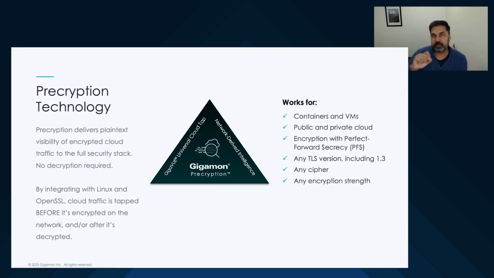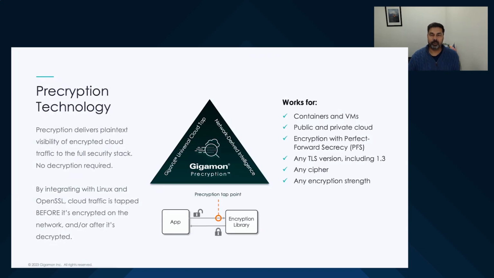And by grabbing it before it's encrypted, our customers don't have to worry about managing keys, which is a huge pain. And that's one of the big obstacles and why traffic is not being inspected. It doesn't matter what the version of encryption is. You could use TLS 1.3, you could use PFS, Perfect Forward Secrecy. It doesn't matter because we're grabbing the traffic beforehand and sending it in a secure way to the tools that need to inspect that traffic.